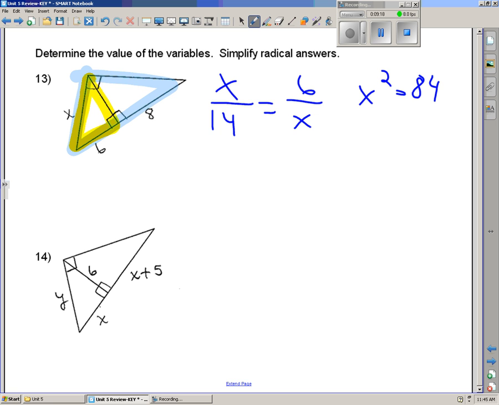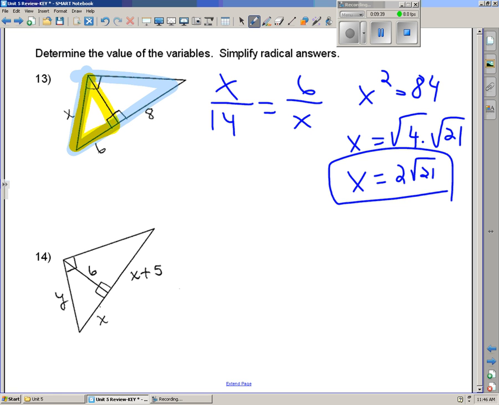x squared equals 84. I'm actually going to look in this case at what I've cross multiplied here. So I've got x squared being 6 times 14 or 84, which means x is going to be equal to the square root. Let's see, x equals radical 4 times radical 21. So x equals 2 root 21. You've got to decide if you're going to factor tree it or if you're going to actually find the largest perfect square that divides evenly.